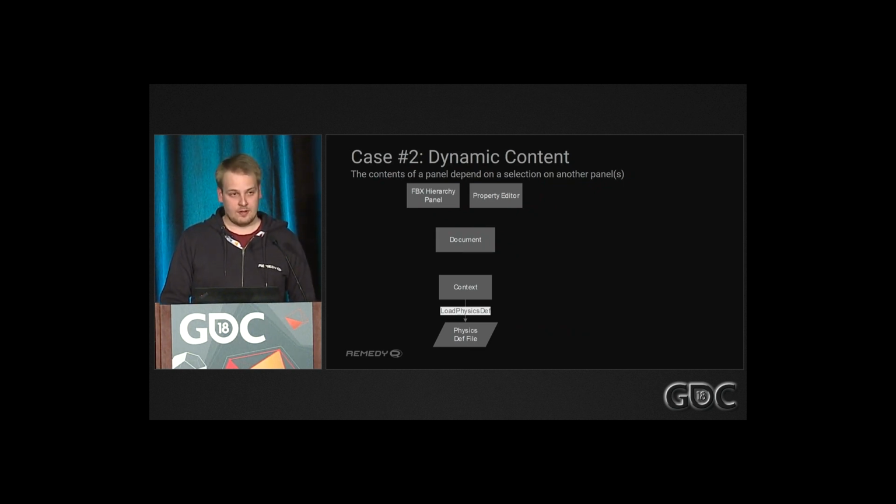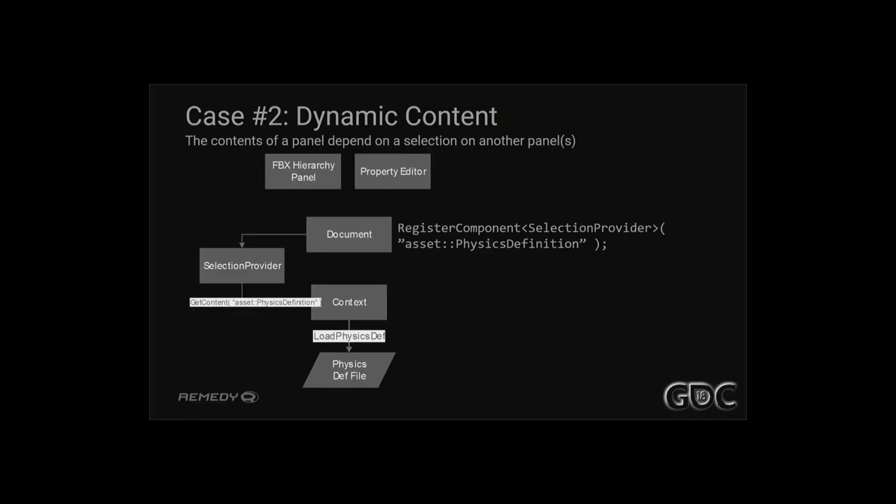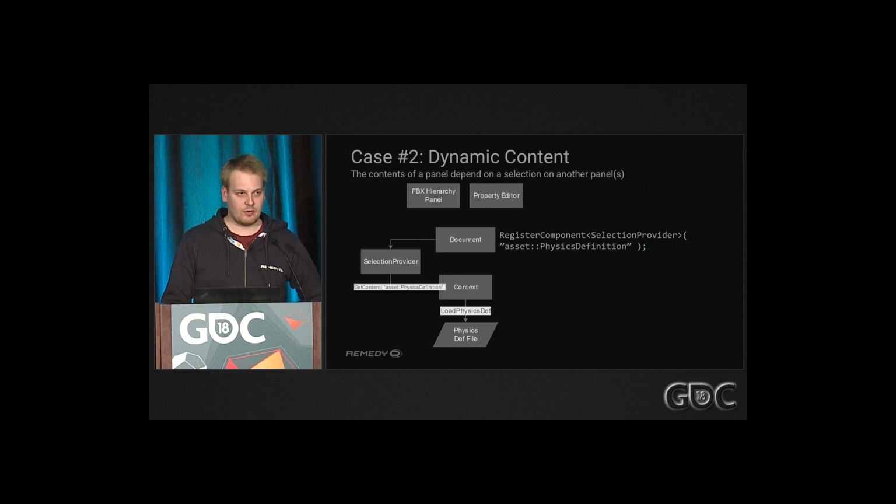So the solution in this case was to introduce a concept of components, which is very similar to components in an entity component system. We register a component responsible for requesting the data and maintaining the selection. Now, instead of depending on a specific document, the panels can depend on a generic selection provider component.